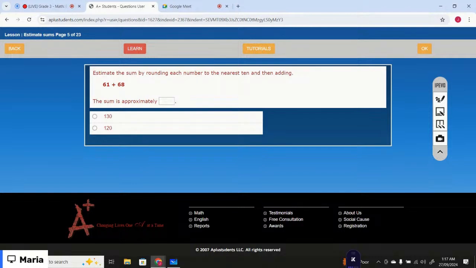Estimate the sum by rounding each number to the nearest 10 and then adding. Which is the correct option? 68 plus 61.